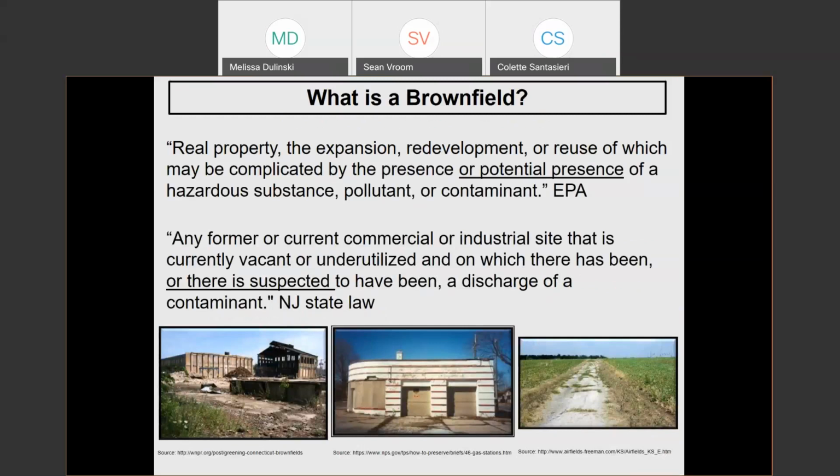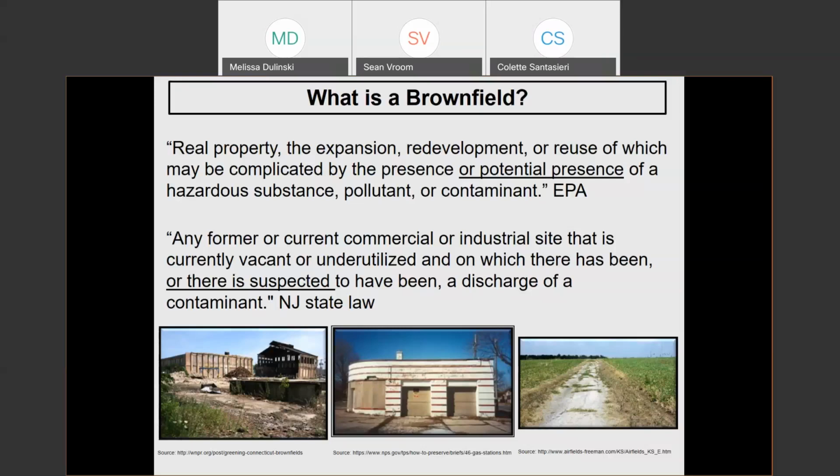So let's start our Brownfield space with some definitions. The U.S. Environmental Protection Agency, otherwise known as EPA, defines a brownfield as a property, the expansion, redevelopment, or reuse of which may be complicated by the presence or potential presence of a hazardous substance, pollutant, or contaminant. Similarly, New Jersey law defines a brownfield as any former or current commercial or industrial site that is currently vacant or underutilized and on which there has been or there is suspected to have been a discharge of a contaminant.